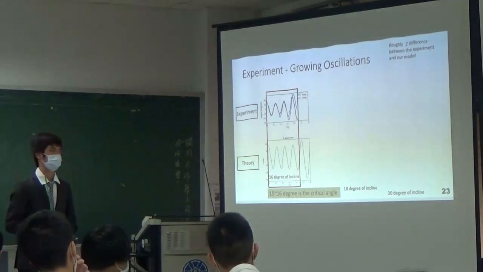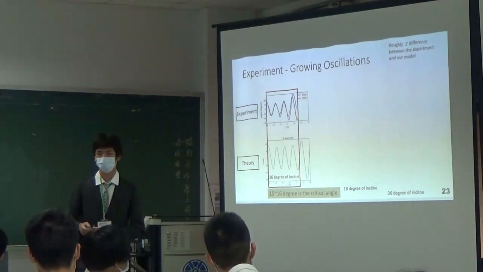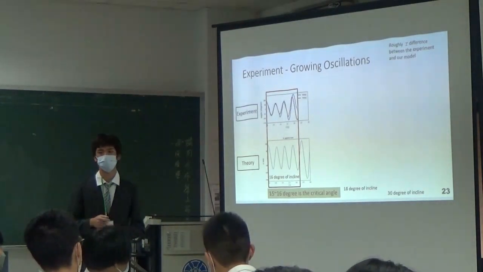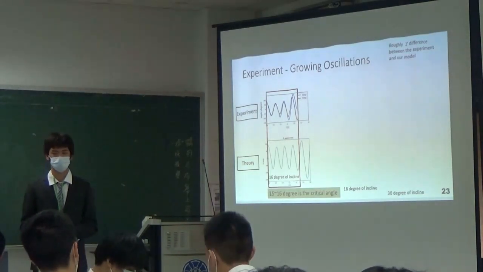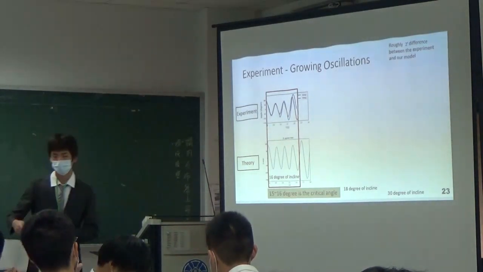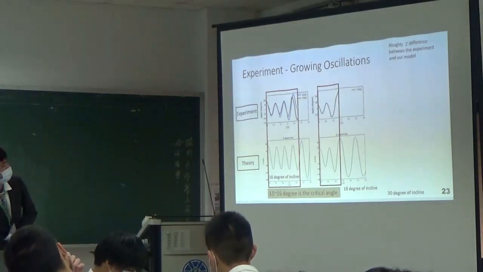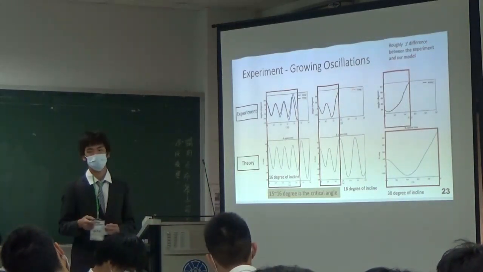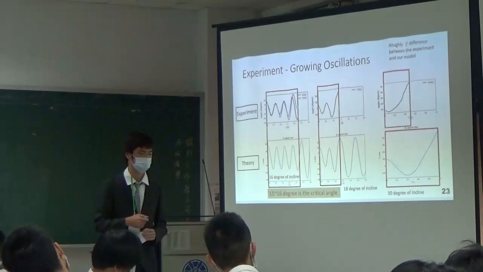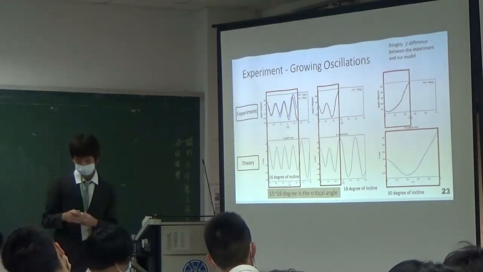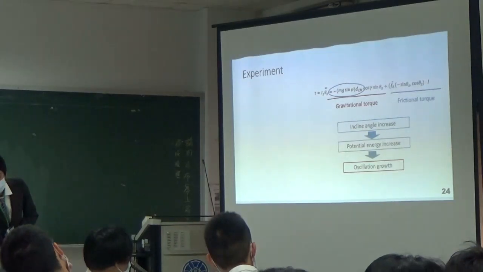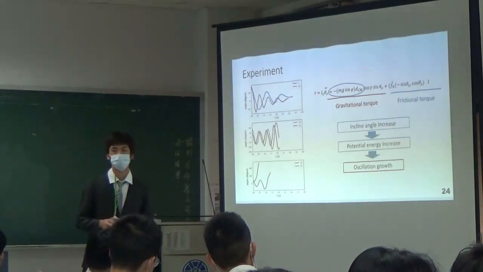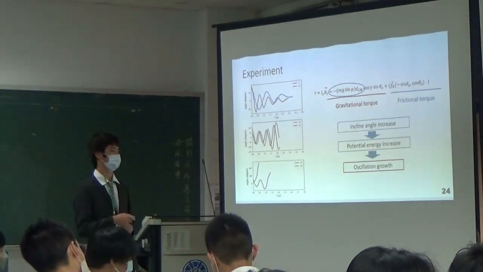And for the oscillations, we found that if the incline angle reaches the critical angle within the experiment, which is 15 to 16 degrees, the oscillation will start to grow. And if we keep increasing the incline angle, the oscillations will grow faster, and finally it will start to spin like this. The angle will just keep increasing. To explain this, as the incline angle increases, the potential energy will also increase, so that it will cause the oscillations to grow.